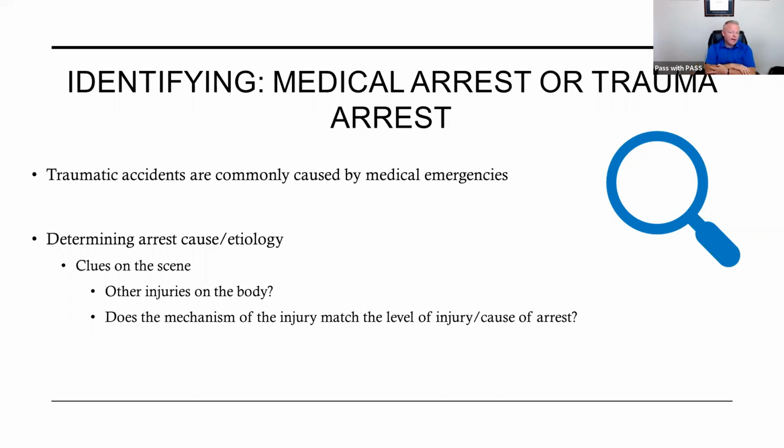So when you arrive at the scene, determining the arrest cause or etiology is one of the biggest things that you're going to be able to do to help guide the proper treatment for that particular patient. So look for clues on the scene, other injuries to the body, et cetera. And does the mechanism of injury match the level of injury or the cause of the arrest?